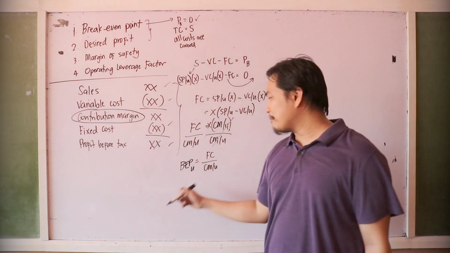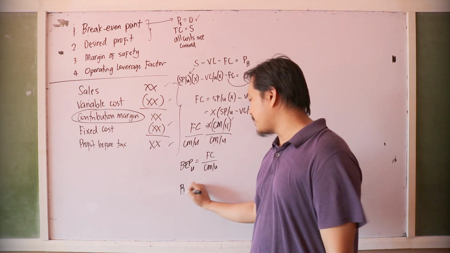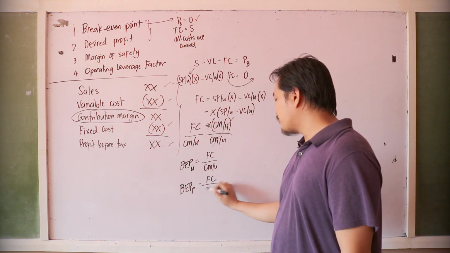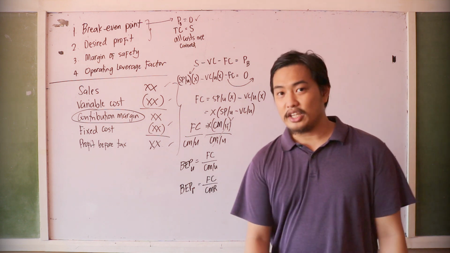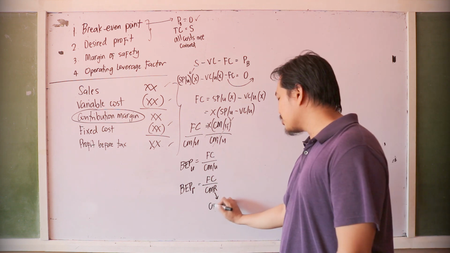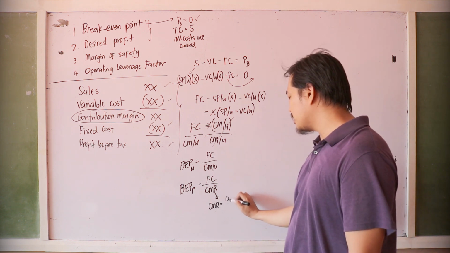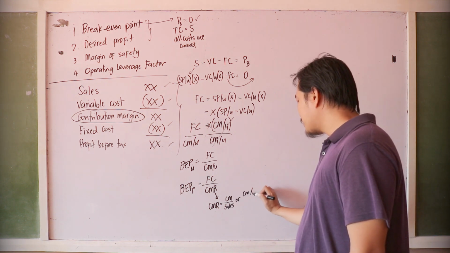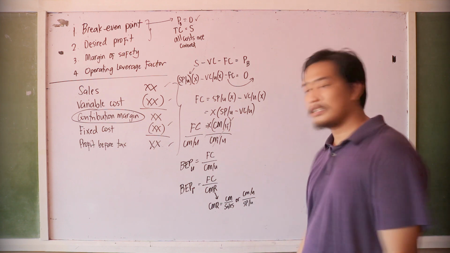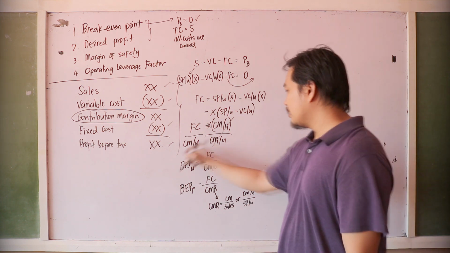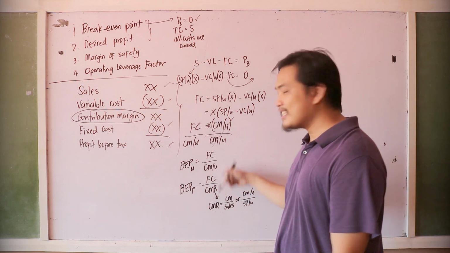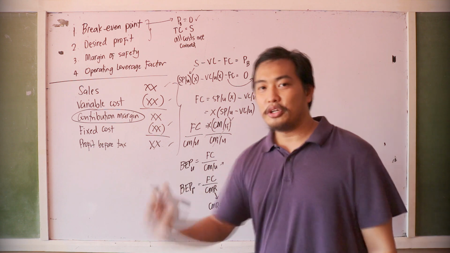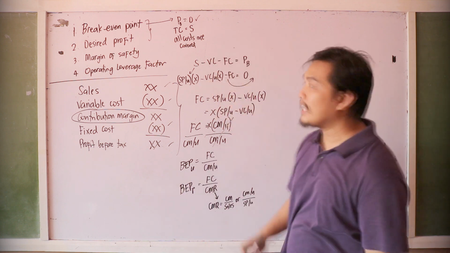Pwede ba tayong mag-compute ng break-even points na hindi units? Yes, break-even point in pesos. Ang formula niya would be fixed cost all over your contribution margin ratio. Paano natin kukunin ang contribution margin ratio? Contribution margin ratio is equal to your contribution margin all over sales or CM per unit over your selling price per unit. So ito ang ating formula ng break-even. They are just the same. Yun nga lang ito naka-express in terms of contribution margin per unit. Ito, contribution margin ratio. Try natin.